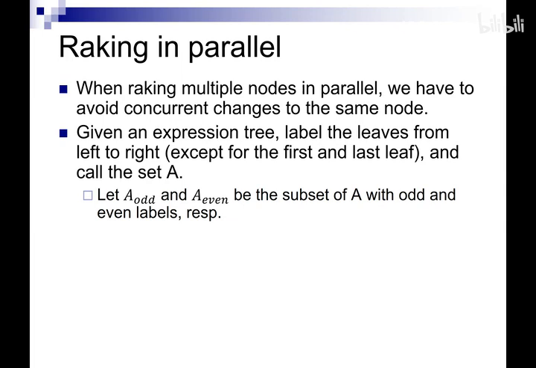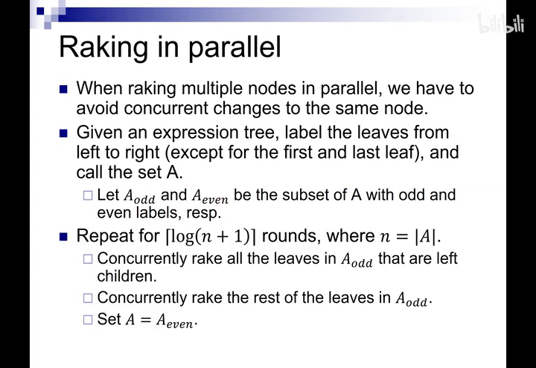Once we have the labels, let's look at both the nodes with odd labels in A and the nodes with even labels in A. We're going to perform a number of rounds, in fact log n plus 1 rounds, where n is the size of A. In each round, we first take all of the odd leaves in A that are also left children. We're not going to take all the odd leaves, only the odd leaves who are left children. Then we concurrently rake all of them.